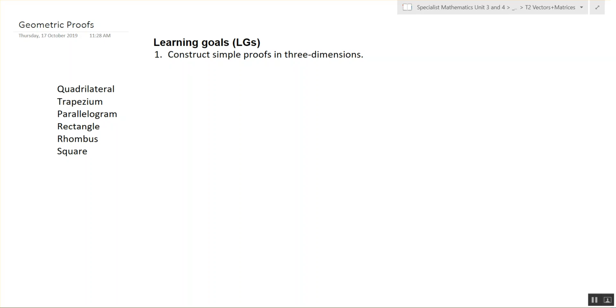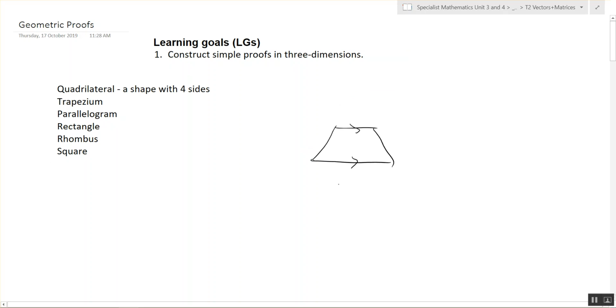So the first one is a quadrilateral. A quadrilateral is just a shape that has four sides. There's one set of parallel sides. So often in geometric proofs, you would label the corners and then you would say A, B is parallel to D, C.